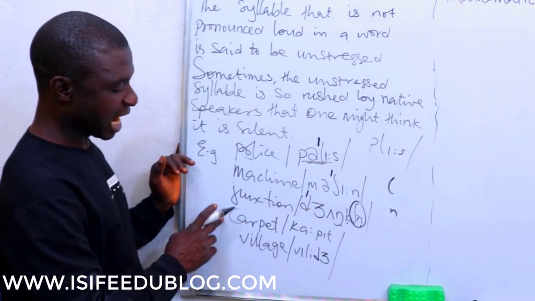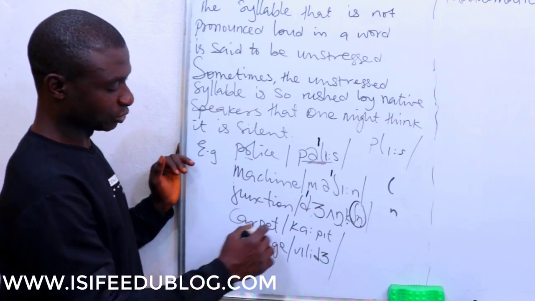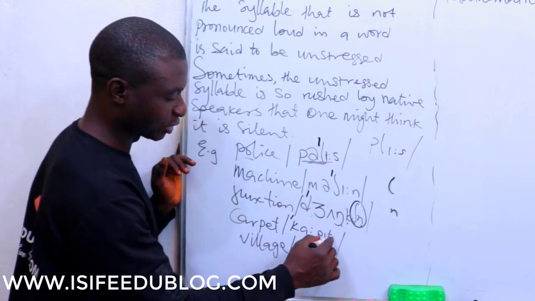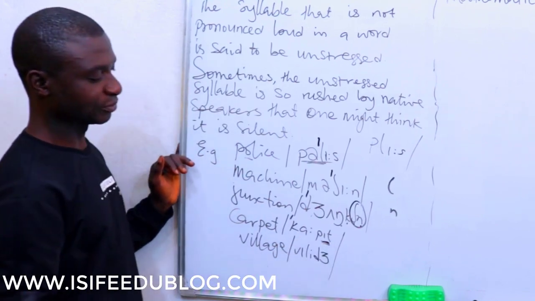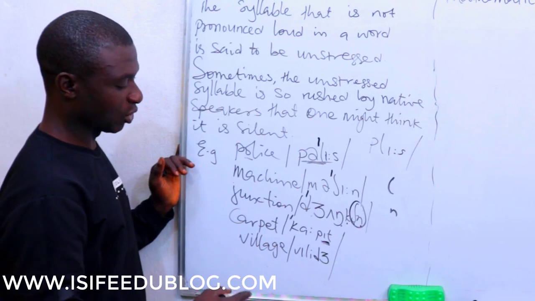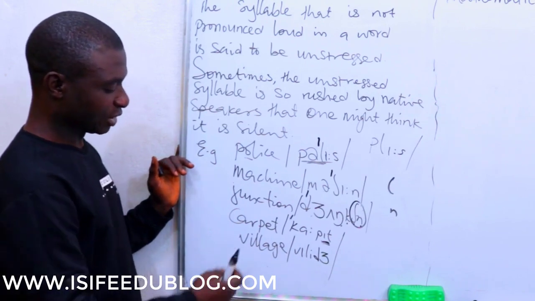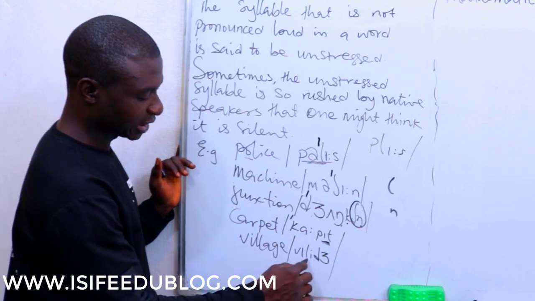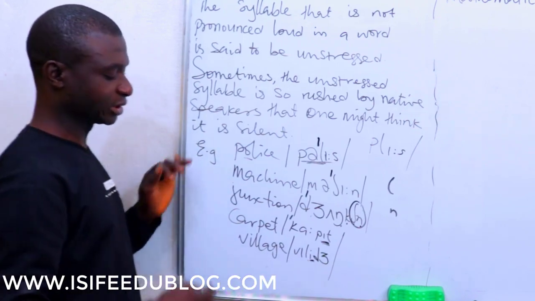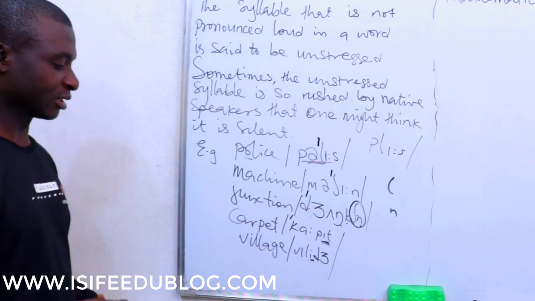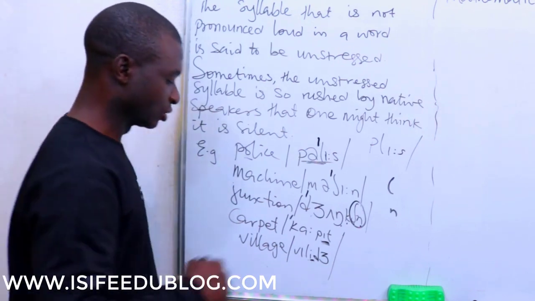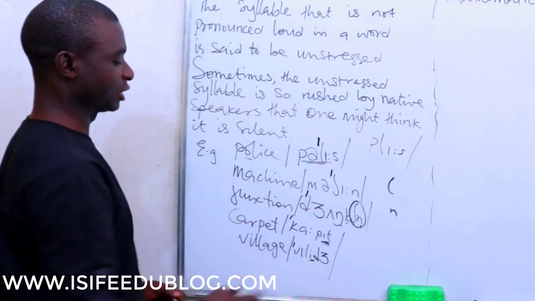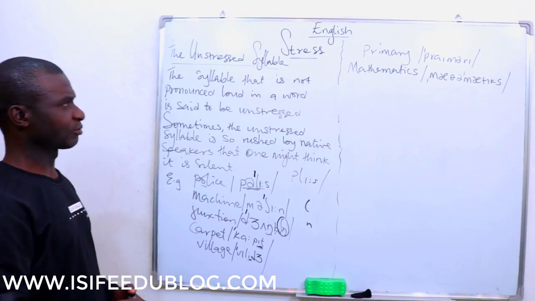Then we have capital. Capital. So, here is the stress. Here is the unstressed syllable that we are talking about. Remember, our attention for now is on the unstressed syllable. Here is village. Village has the first syllable stressed, but the second syllable carries the unstressed. Is unstressed actually. So our stress indicator should be here, while this one is unstressed.